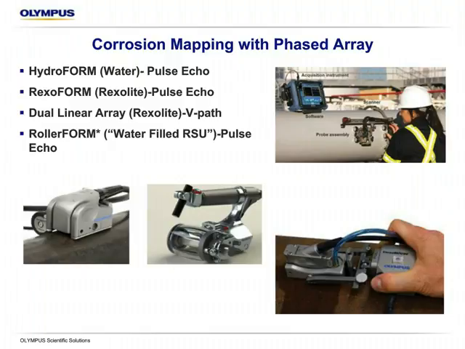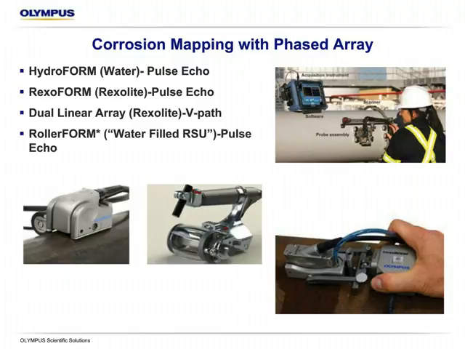The HydroFORM is a water-based solution. It is pulse echo ultrasonics, meaning we're just using a single line of phased array elements. We're sending the sound down at 0, and it's coming back at 0. It's a reflective response. The RexoFORM is very similar, except that it's a hard Rexolite wedge, but again, pulse echo, with a single 1D linear phased array probe.